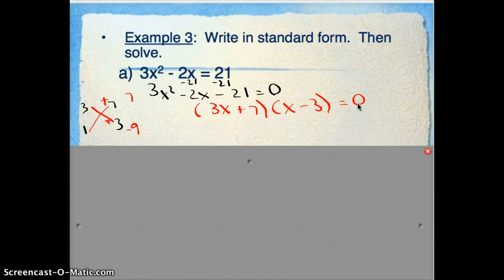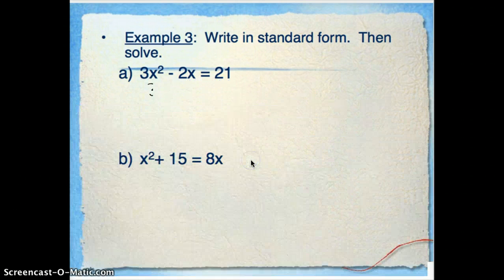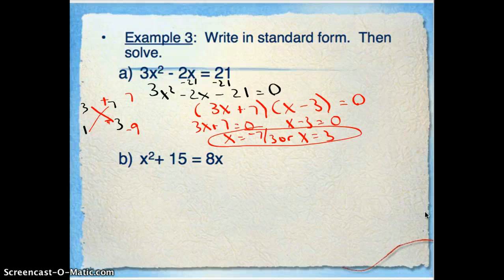That should equal 0. So again, set each part equal to 0. 3x plus 7 equals 0. X minus 3 equals 0. Let's solve these both. So this should be x equals negative 7/3. This should be x equals 3. It could be either one. Okay. Try this one on your own, please. Then come back and check.